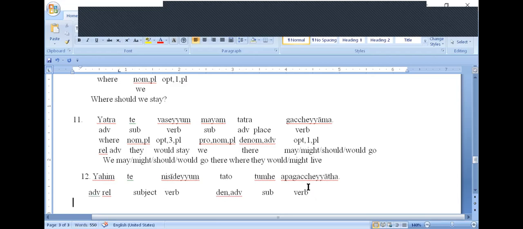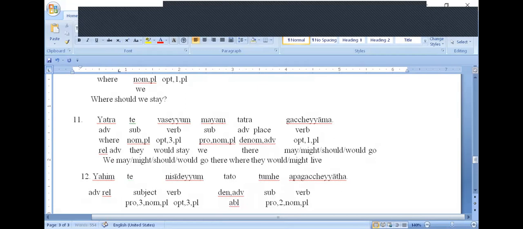Then the Pali side. Yahim. Then they will be the third person pronoun, nominative plural. Then Nisideyum will be the optative third person plural. Tato, you can just put as an ablative, no? Tato is ablative. And Tumhe will be the pronoun second person nominative plural. And then apagacheyato will be the optative second person plural.